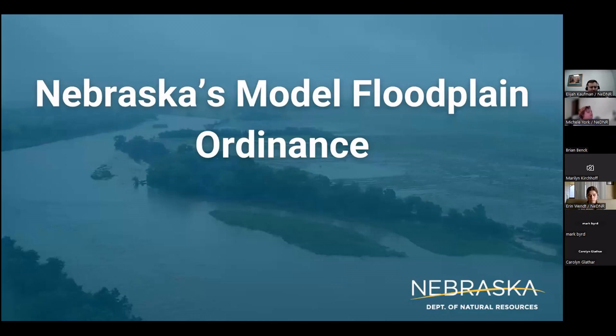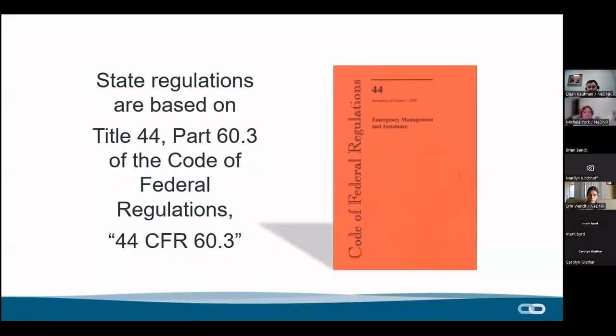And what's the easiest way to do that? Well, we have a model, or in other words, a template floodplain ordinance that we provide that already has Nebraska's minimum standards built in. Our state regulations are based on the federal minimum standards, so our state standards at least meet the Code of Federal Regulations 60.3. And there's no test on that. You don't need to remember those numbers. I'm just giving you the information that it starts at the federal level. We're following the regulations built into 60.3.